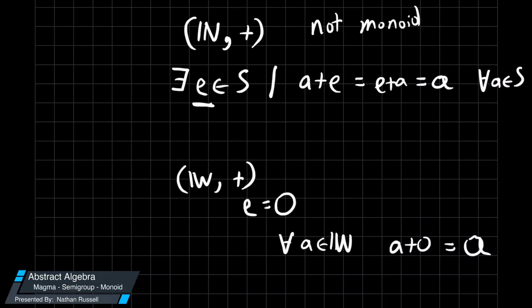The whole numbers do have 0, and so it has closure. You add two whole numbers together, you get a whole number. Do they associate? Yes. And it also has an additive identity, so we say this is a monoid.